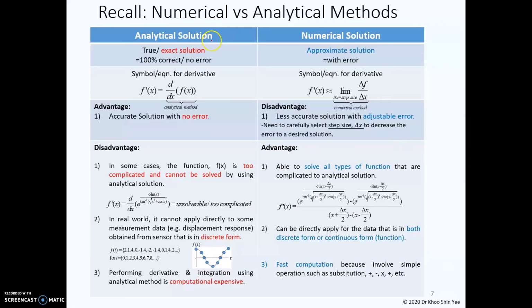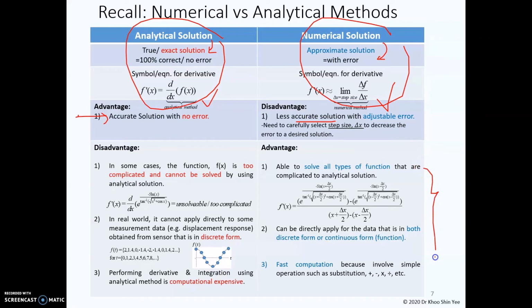In summary, analytical solution gives the exact solution or the true solution, which is 100% correct with no error. On the other hand, you obtain an approximate solution from the numerical method, which has error. So now you should be able to differentiate the analytical differentiation and the numerical differentiation. If we want to obtain an accurate solution with no error, then we will go for the analytical method instead of the numerical method, because the numerical method is less accurate due to the error.